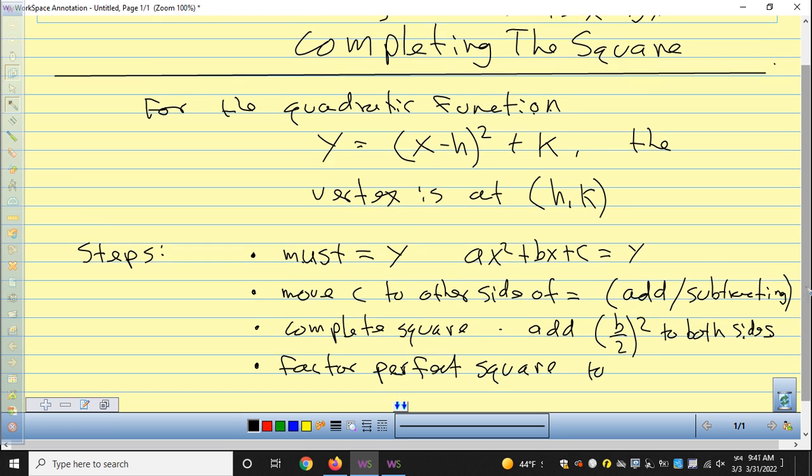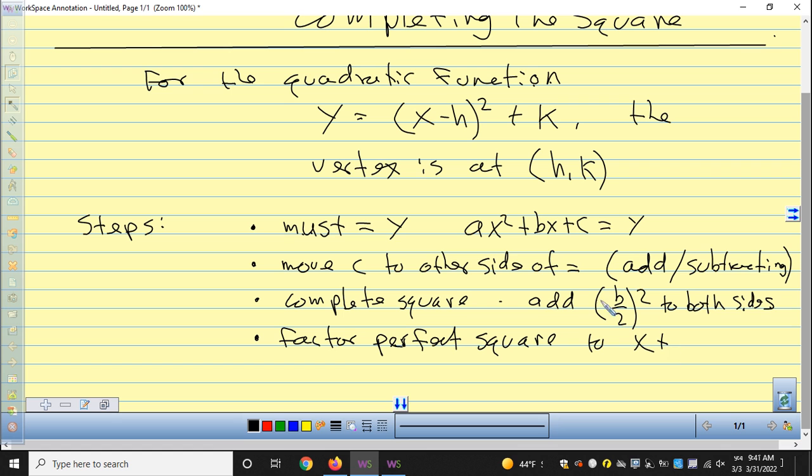x plus whatever b over 2 is, quantity squared. That's exactly what we did yesterday. So these three steps are the same steps that we used when we solved by completing the square.